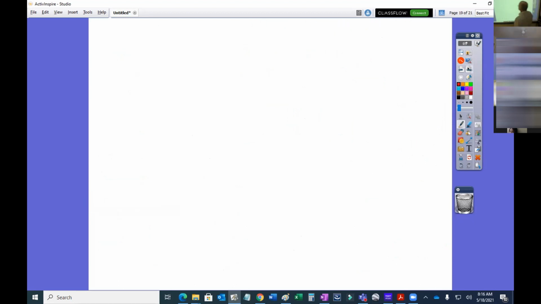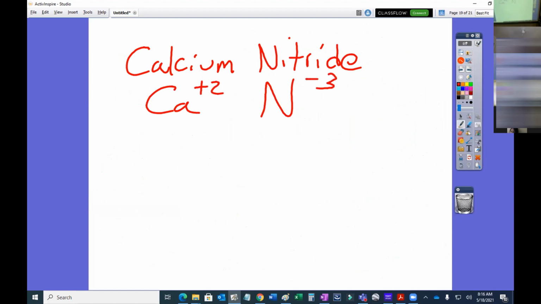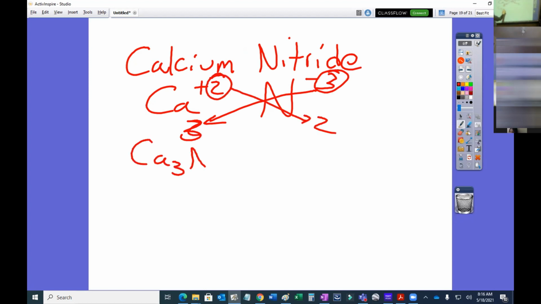Let's do that again. Calcium nitride. That's Ca, that's N. Likely charge +2, -3. We say those charges are not the same size. So I'm going to bring the 3 down, just the number, not the sign, because I'm looking at proportions. Look, that's a 3, and that's a 2. So I get Ca3N2.